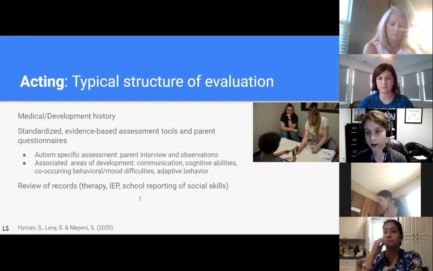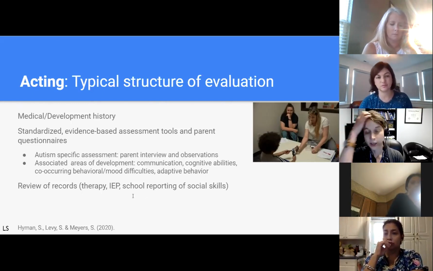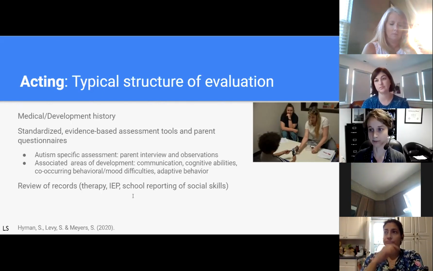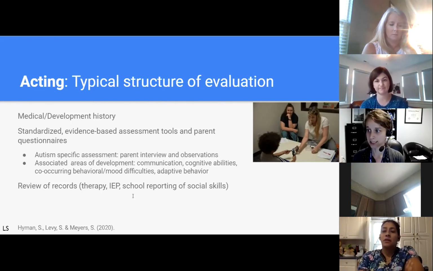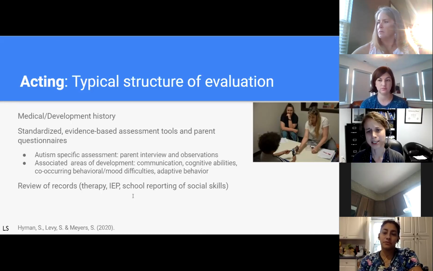Another really important part of the evaluation is doing a thorough record review. We know that oftentimes these kids have already had lots of supports before we get to see them for an autism evaluation, and we want to see what those supports have looked like. Especially at KU, and I think a lot of places too, but we pride ourselves on it at KU. We really value the input of the school.